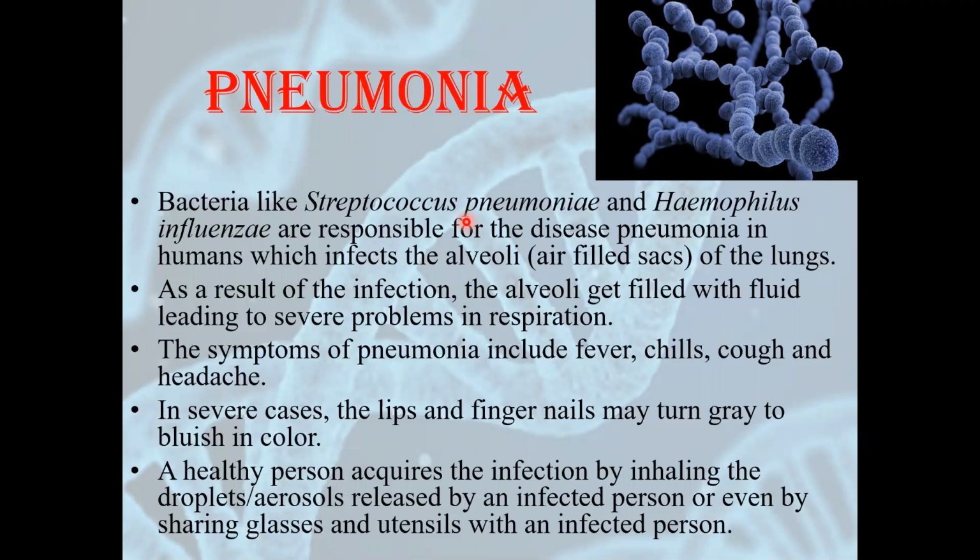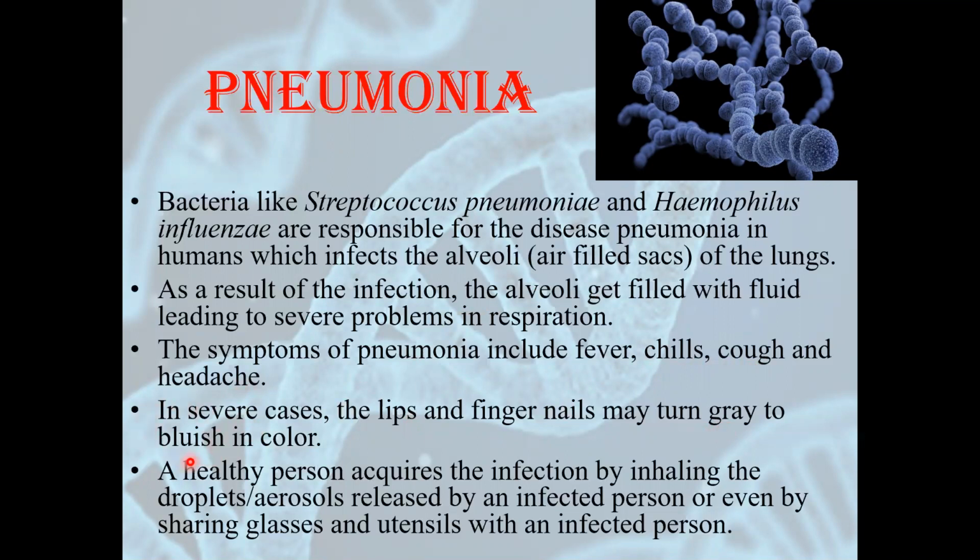So here what happens? The bacteria infect the alveoli of the lungs. Because of this infection, what will happen? The alveoli get filled with fluid. And if there is fluid inside the alveoli, the person will face difficulty in breathing. And if there is a problem in breathing, the person's body may not get enough oxygen, and the body will also not get rid of carbon dioxide. So it is a very severe problem. The symptoms of pneumonia are fever, chills, cough, and headache. If there are severe cases, the lips and fingernails may turn gray, and then they will turn bluish in color.